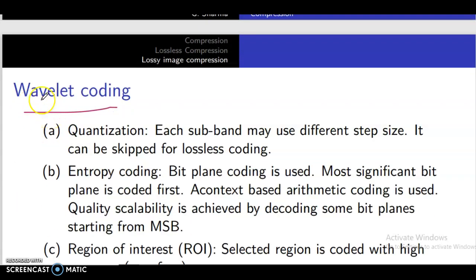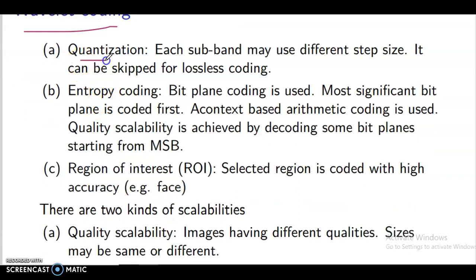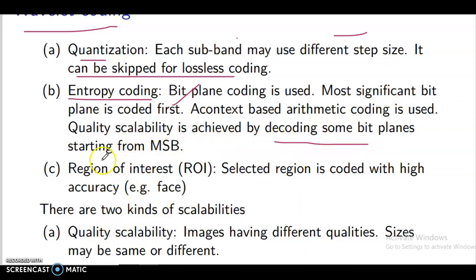In this wavelet coding, for quantization, each subband may use a different step size. It can be skipped for lossless coding. For entropy coding, bit plane coding is used. The most significant bit plane is coded first, and context-based arithmetic coding is used. Quality scalability is achieved by decoding some bit planes starting from the MSB. Region of interest, ROI: the selected region is coded with high accuracy.